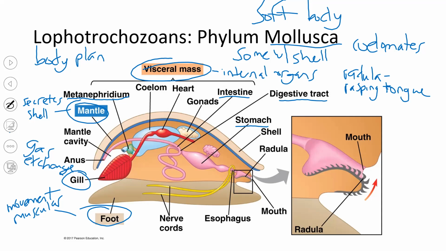Most of them have separate sexes. For sexual reproduction, snails are an exception to this. They're hermaphrodites. But most of them have separate sexes. So they reproduce sexually, mostly with separate sexes. This is the first phylum that we're really talking about this.